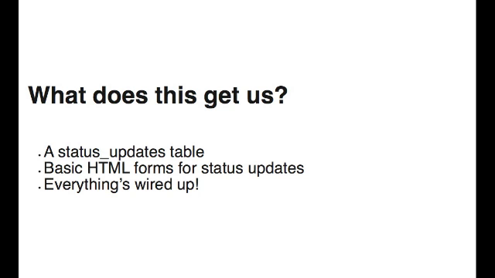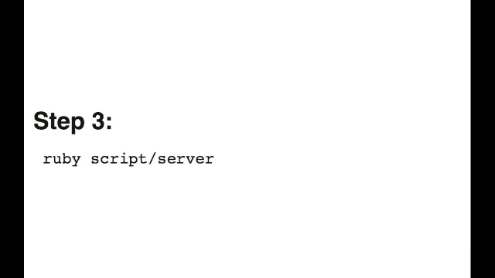So after we do all this, what do we have? We have a table in our database that holds all of our status updates. We have our basic HTML forms that have been generated for us that we didn't have to write, and everything's essentially been wired up. So we do step three.